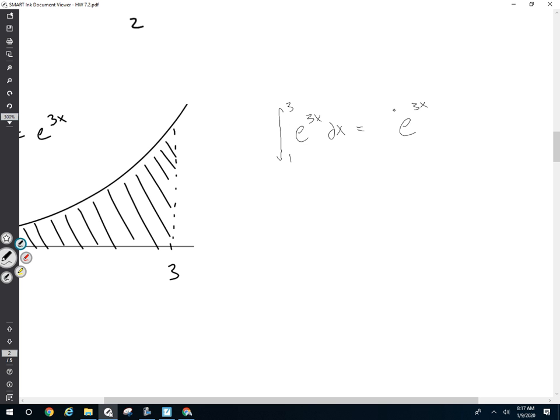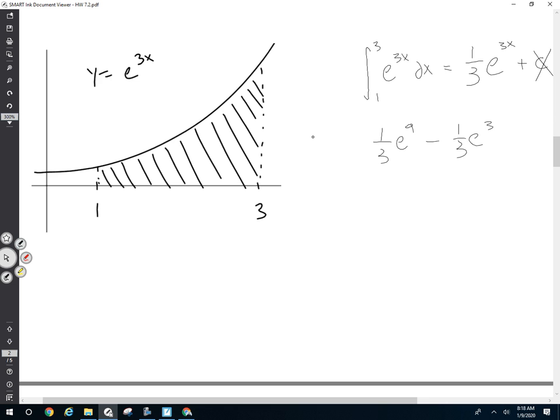The antiderivative of e to the 3x is 1/3 e to the 3x. Don't forget the reciprocal of the coefficient of x. We got a plus c, but we won't need the plus c because we're finding the change, so the plus c's will cancel. I got 1/3 e to the 9th minus 1/3 e cubed. And I would just have to leave it like that.